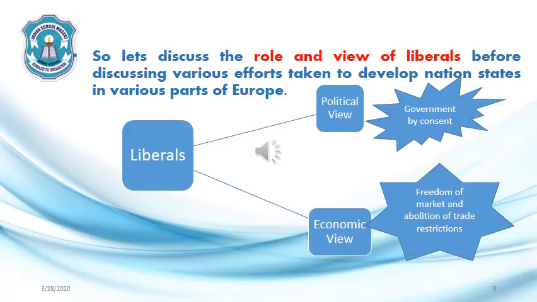Is it clear? So please remember the role of liberals in developing national identity. I have just taken the example of Germany as it is given in your textbook. So this could be asked in the exam too. Role of liberals in developing national sentiment: political view, economic view. Politically, government by consent. Economically, free trade. Is it clear? And let's proceed further with more ideas.